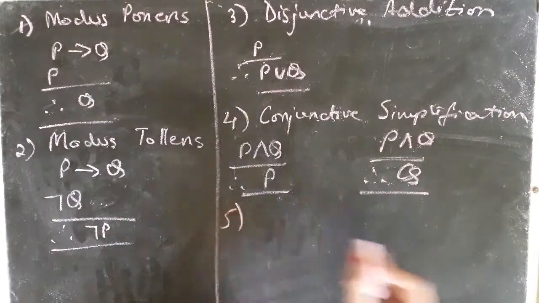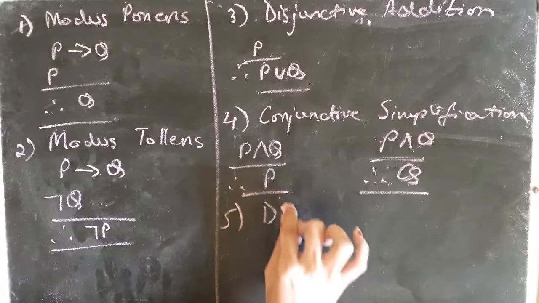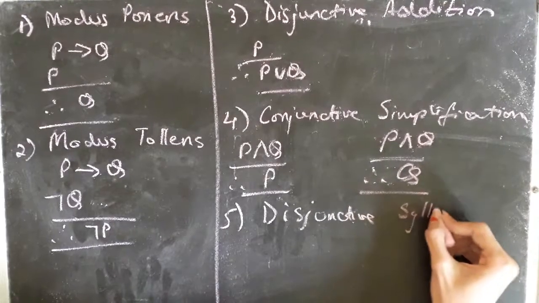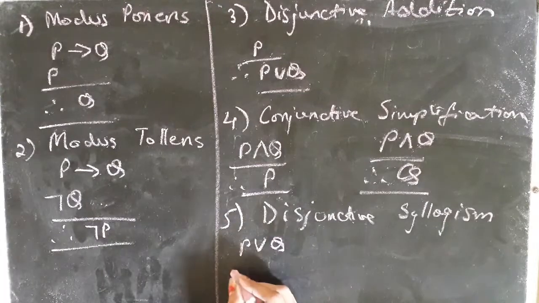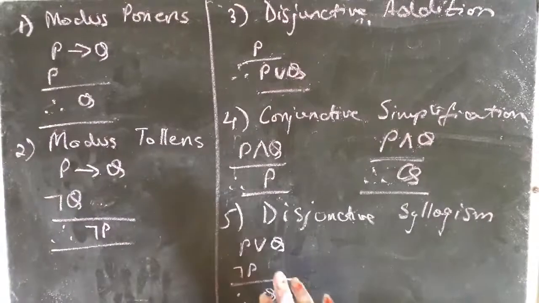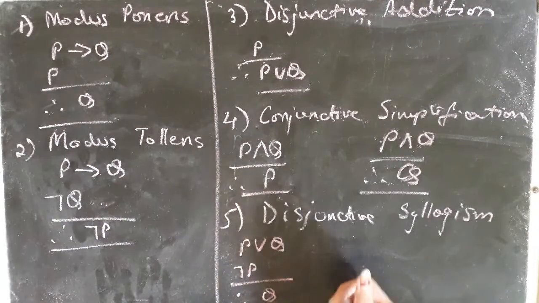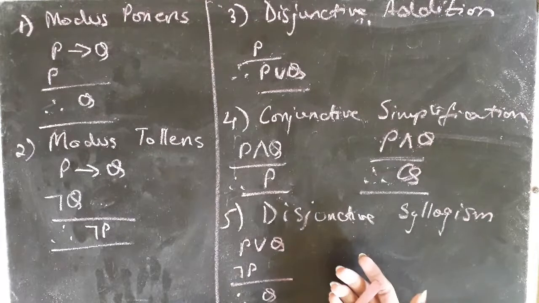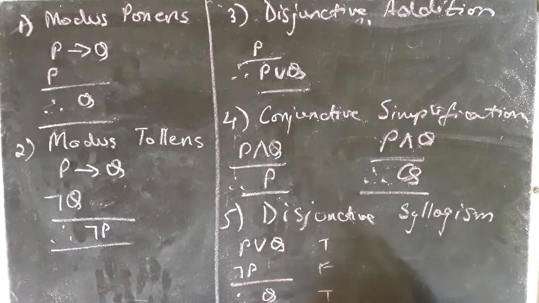Now what is the fifth inference rule? The fifth inference rule is disjunctive syllogism. What does that state? P or Q, negation of P, therefore Q. So this is again logical. P or Q means that either P is true or Q is true, or both P and Q are true. But in the second premise we are stating that P is false. Thus it is quite obvious that P or Q is true only if Q is true, because P is given to us as false.